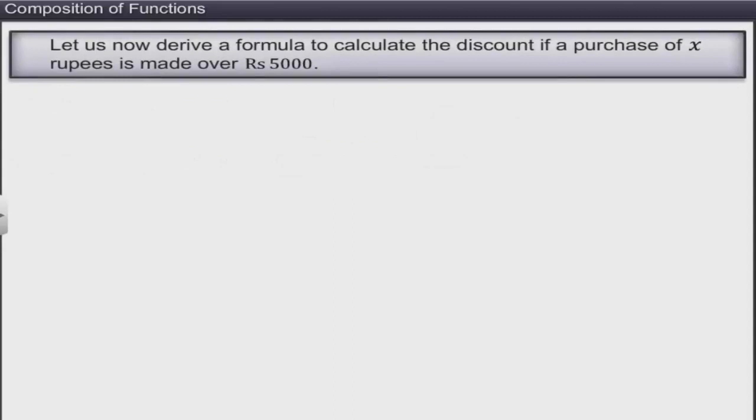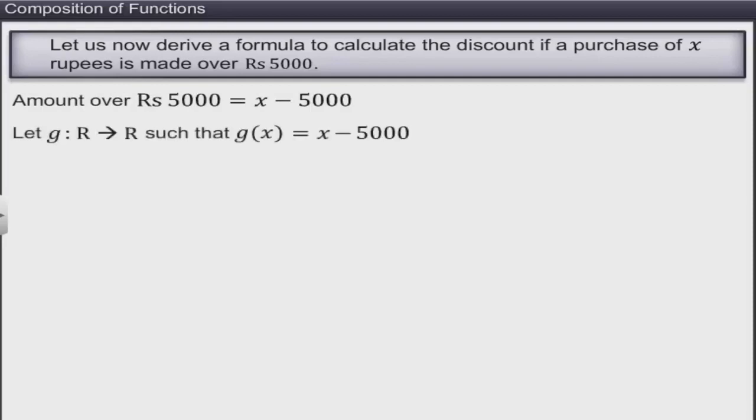Let us now derive a formula to calculate the discount if a purchase of x rupees is made over 5,000 rupees. In the first step, we have to find the amount applicable for the discount. This we get on subtracting 5,000 from x. Let g be a function from R to R, defined by g of x is equal to x minus 5,000.